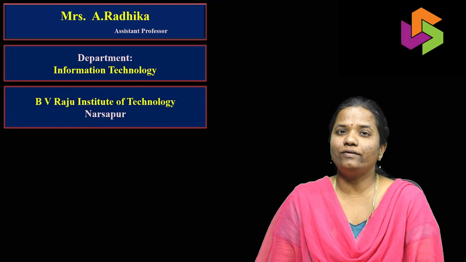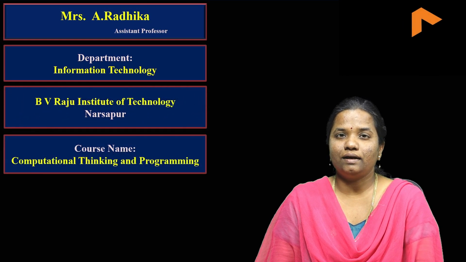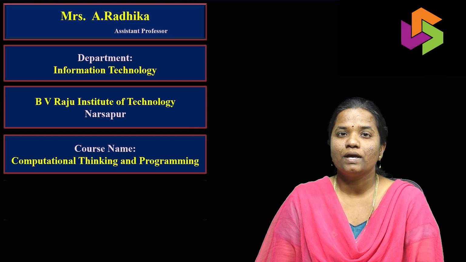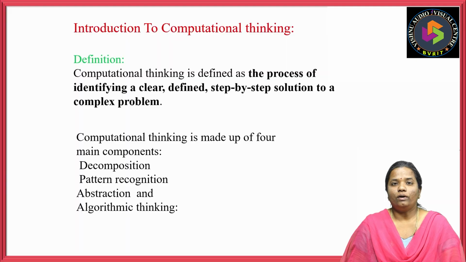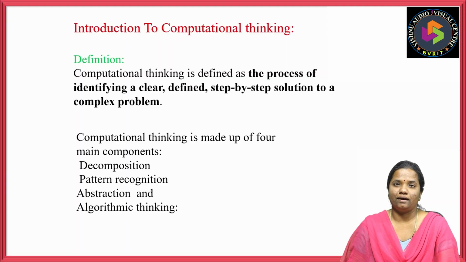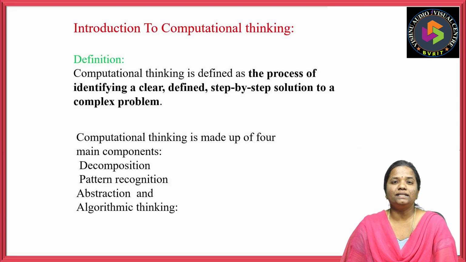Today I am here to give the idea about computational thinking and programming introduction from the course of computational thinking and programming. What is meant by computational thinking? So, why are we taking the support of computational thinking in our programming? If you see the definition of computational thinking, it is the process of identifying a clear, defined, step-by-step solution to a complex problem. Computational thinking is made up of four main components: decomposition, pattern recognition, abstraction, and algorithmic thinking.